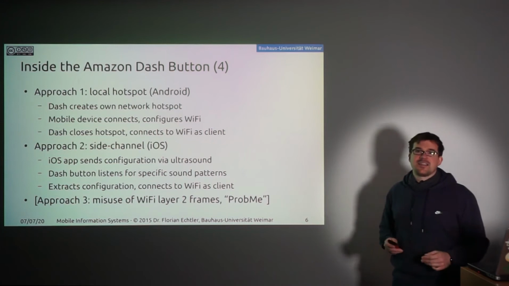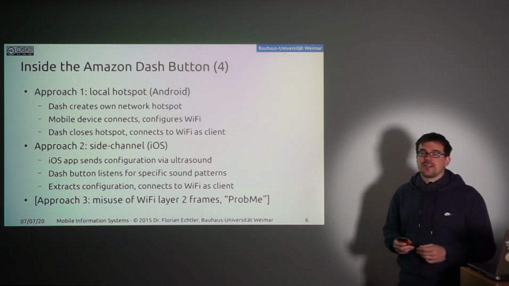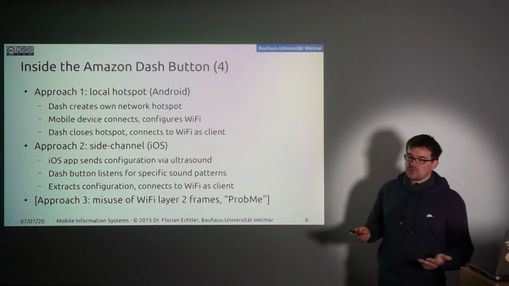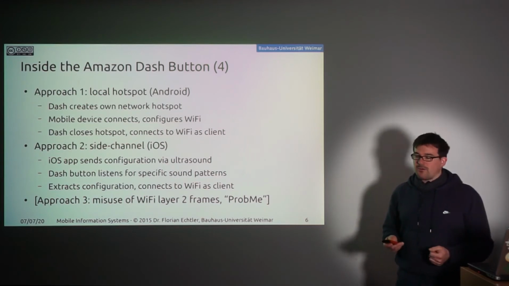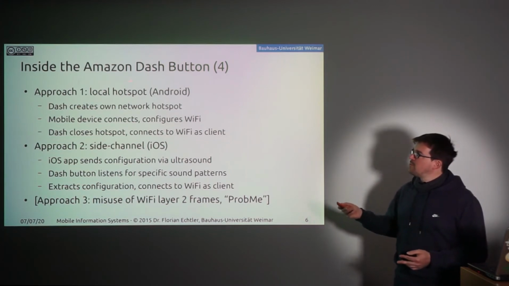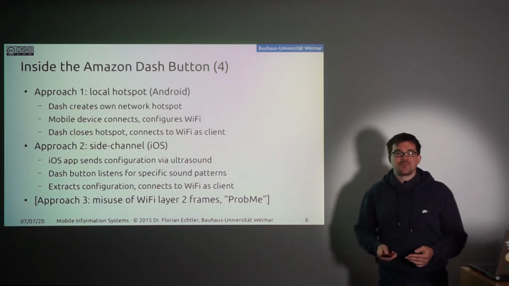But so this is an overview of how to actually get an IoT device to connect to a Wi-Fi network. There are various approaches, and the most common ones are either to just open up a local hotspot or to use some sort of side channel.